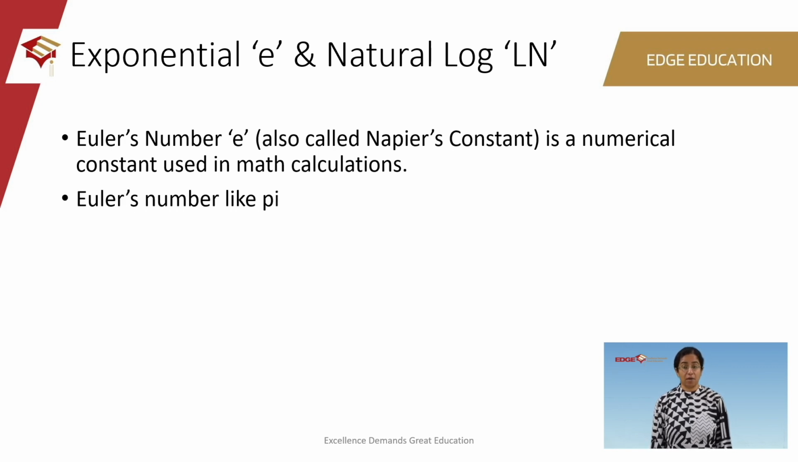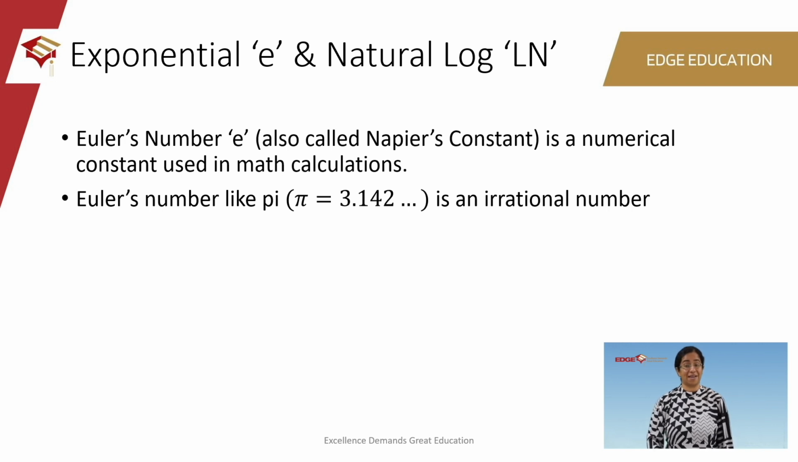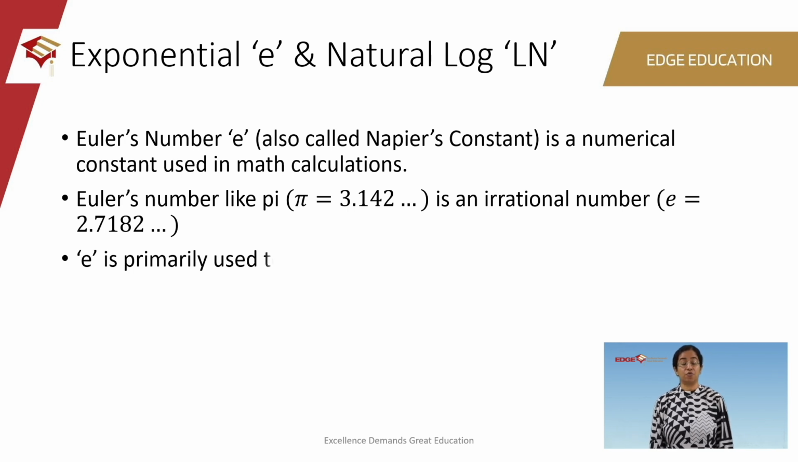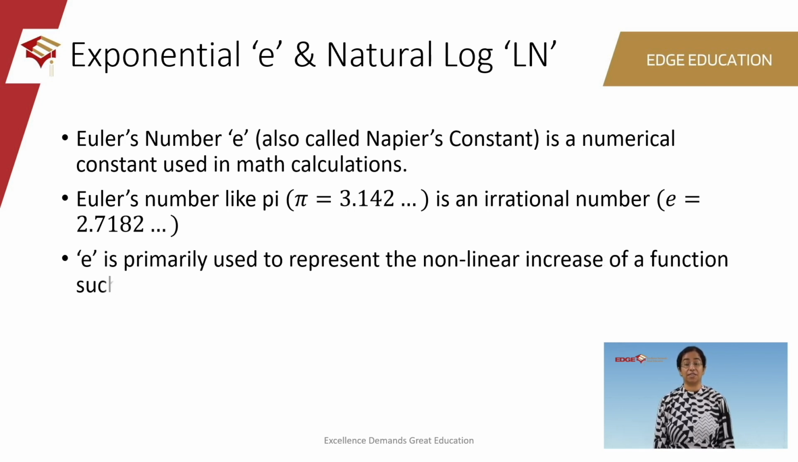Just like pi, which is an irrational number beginning with 3.142 and extending far beyond, Euler's number is also an irrational number that begins with 2.7182 and goes beyond. e is primarily used to represent non-linear increase of a function, such as growth of money.